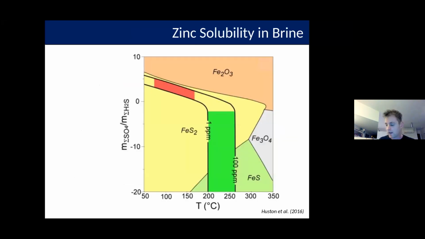Now, one of the key parts of this is this fairly scary looking diagram, which is showing you the solubility of, in this case, zinc as a function of the temperature of the brine along the x-axis and the oxidation state of the brine on the y-axis. If you are anywhere in the upper right of these thick black lines, that's where your brines can do their scavenging. They can hold a large amount of dissolved metal.